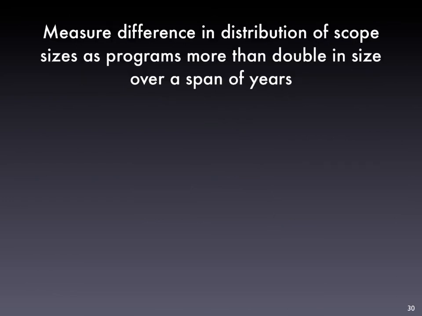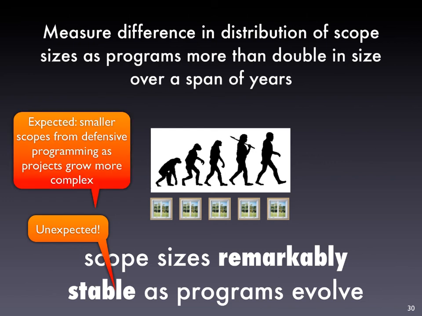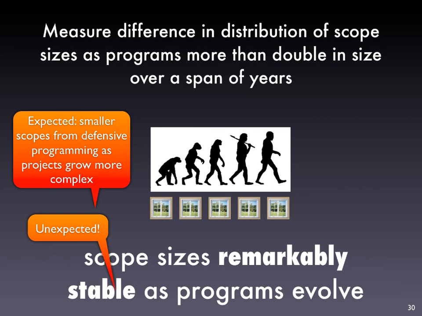We were also interested in measuring the difference in the distribution of scope sizes as programs change. So we looked at PMD and Lucene as they more than doubled in size and over a span of years. And we found that scope sizes remain remarkably stable as programs evolve. This was not what we expected. Our hypothesis was that we should see smaller scopes as programmers adopt defensive programming techniques to deal with the growing complexity in the projects. What's interesting about all these three results in the case study is that we had hypotheses about what we would expect to see, and our tool let us validate or refute those hypotheses.